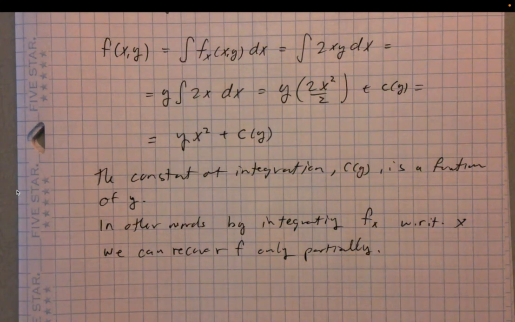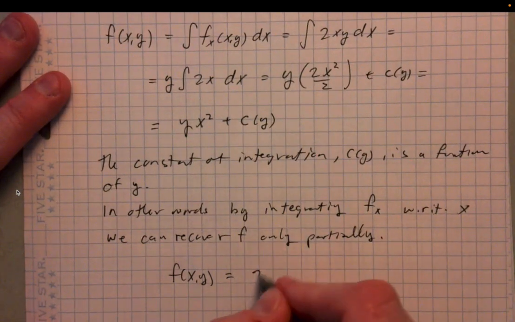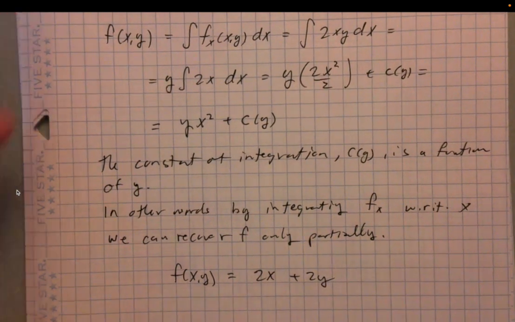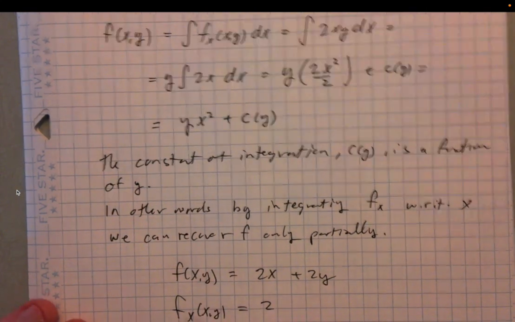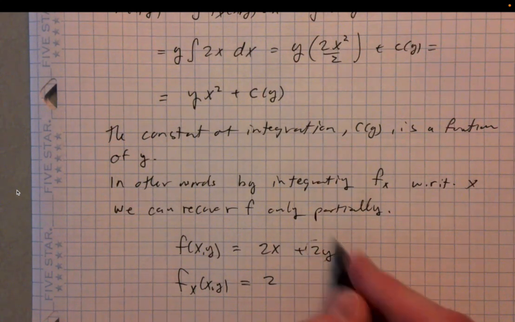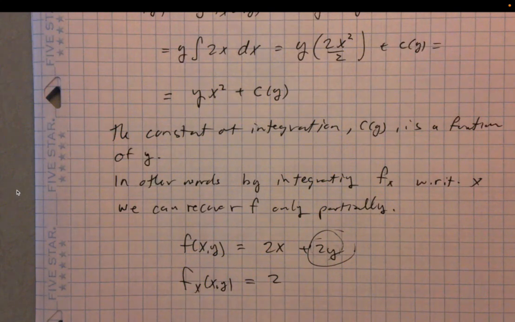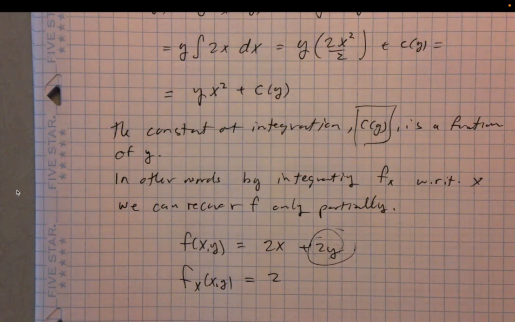Hopefully that makes sense. If this was my original f of x, y, and maybe it looked like this, then f sub x is just going to be 2. Now if I integrate this with respect to x, I'm never going to recover this term, am I? That term is lost. So the constant of integration is no longer just a constant. It's some function of y.